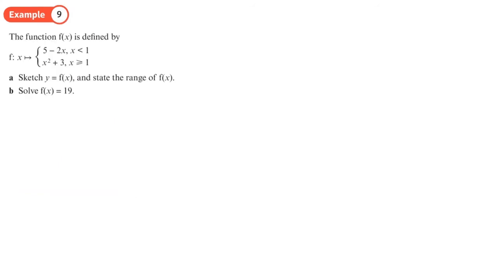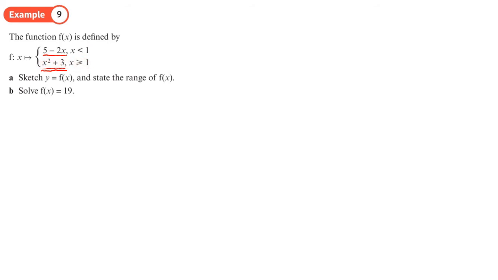This is a function which basically has one rule up to 1, and then from 1 onwards it's a different rule, and where they both happen is at 1. So we're going to have one graph that goes from negative infinity up to 1, and we're going to put an open circle where that graph ends, and then the x squared plus 3 takes over.